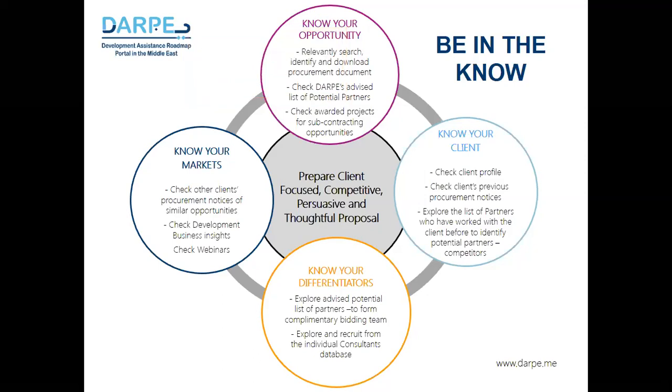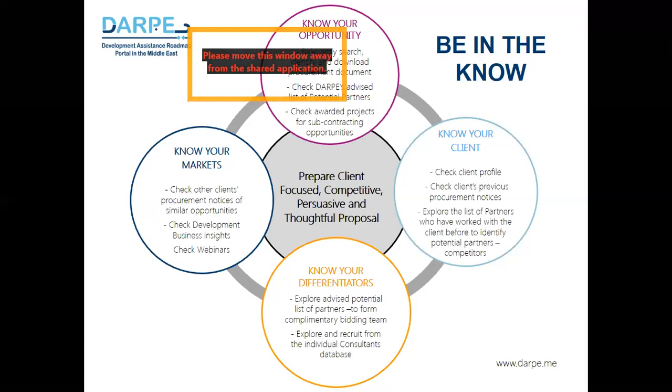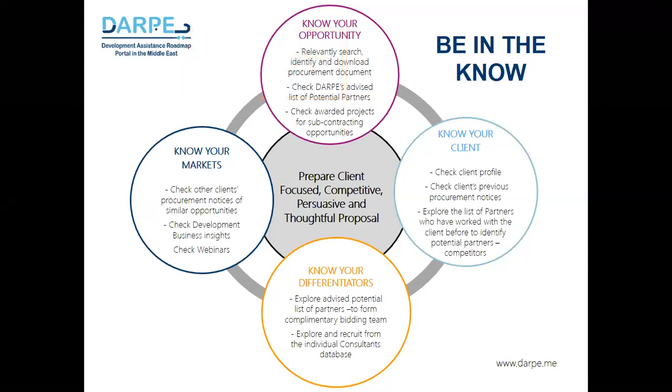You have to understand who has been in partnership with this client. Who are the partners of this client? Who are the subcontractors of this client? Who are the subgrantees of this client? By understanding who these are, you understand the decision-making of the client organization from the type of subcontractors they have worked with. By identifying the partners who worked with the client, you will easily identify your potential partners or competitors in this project.